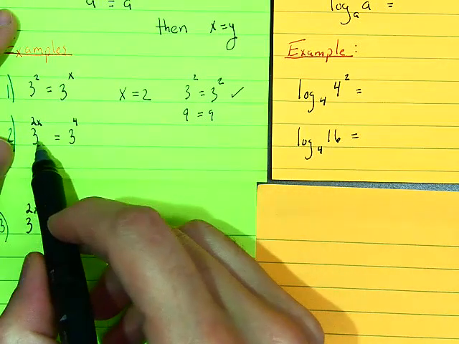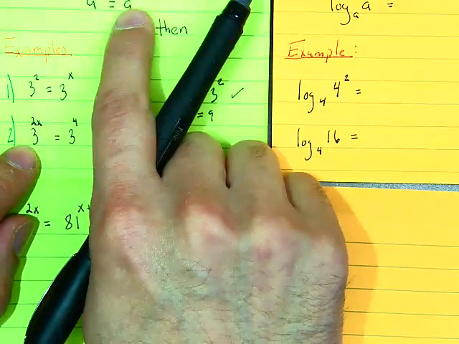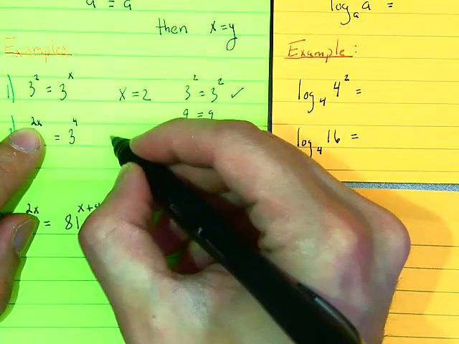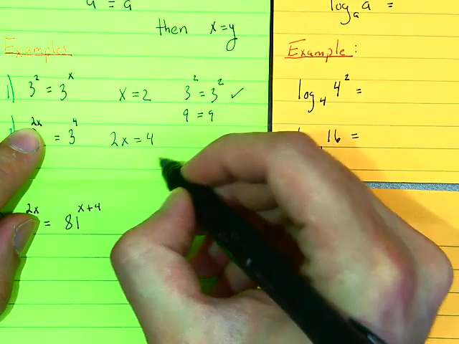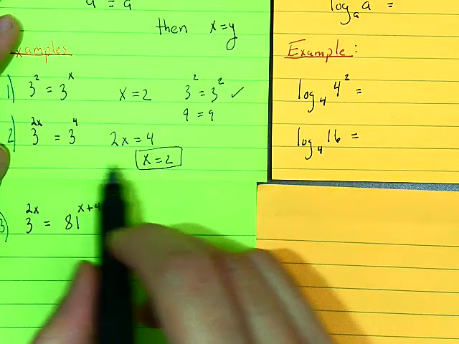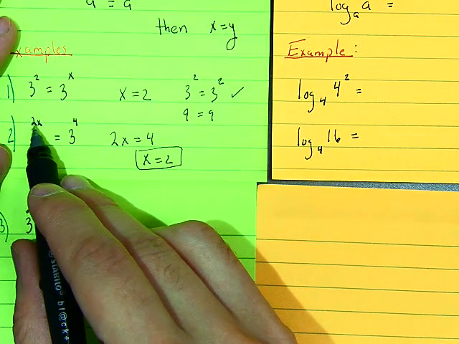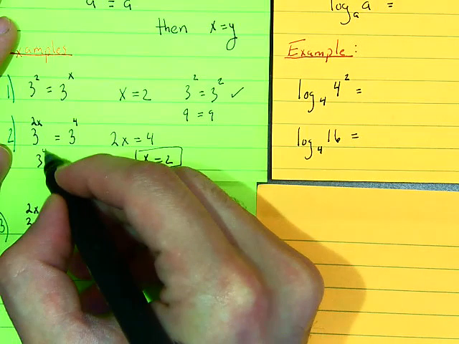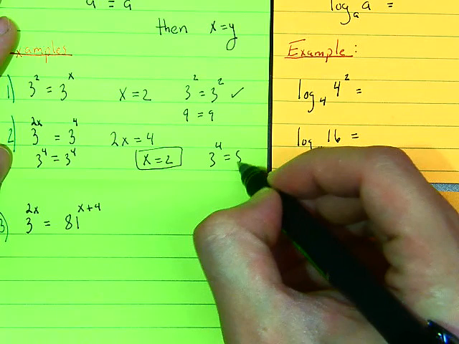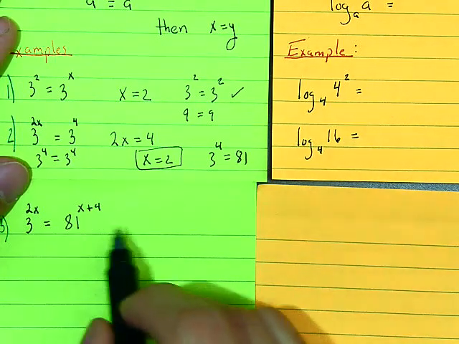Let's look at this one. Because the bases are the same, right? This is my a, and the a over here in this example is the 3. And here, this 2x has to equal 4. So x equals 2, right? And why will this work? Because if x is 2, then what's 2x? 2 times 2 is 4, so 3 to the 4 is equal to 3 to the 4. And what is 3 to the 4? It's 81, all right?